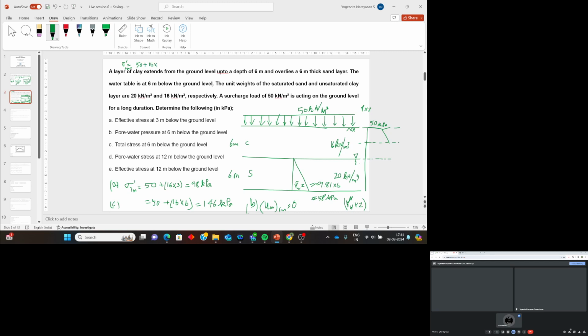16 into 6 plus 20 into 6. This will be the total stress. Pore water pressure will be 9.81 into 6.